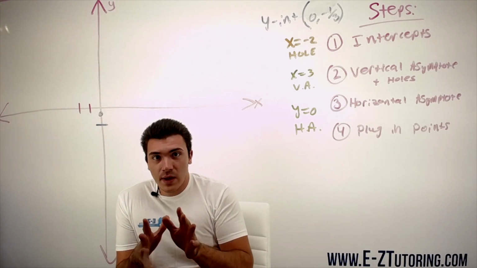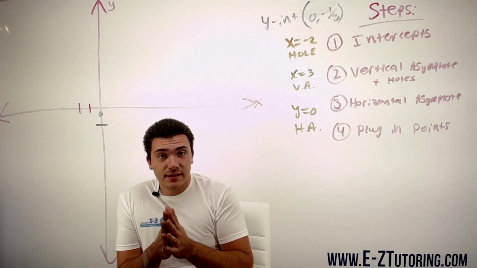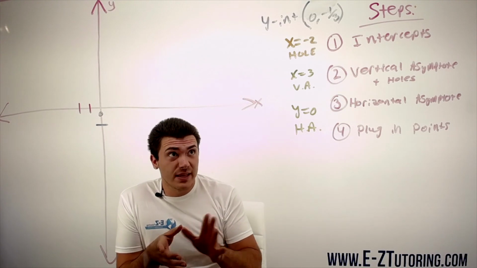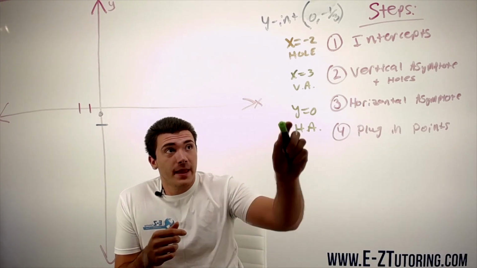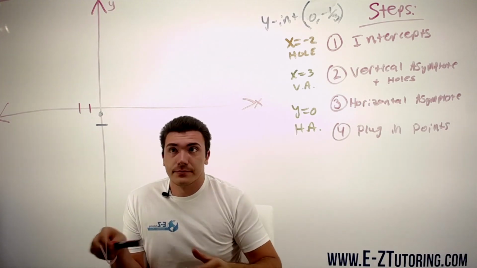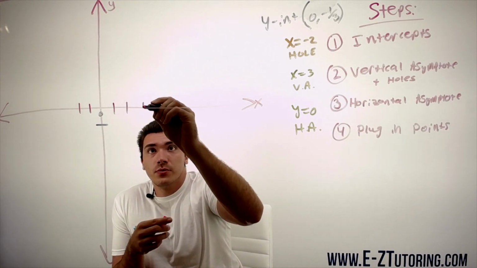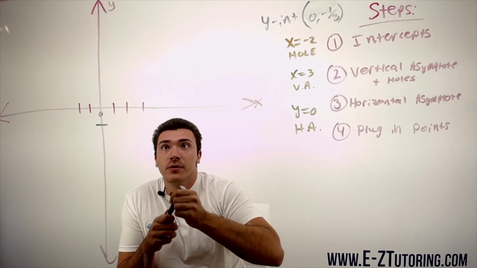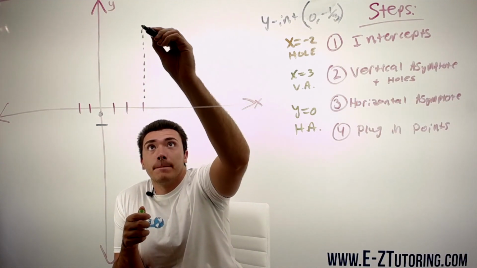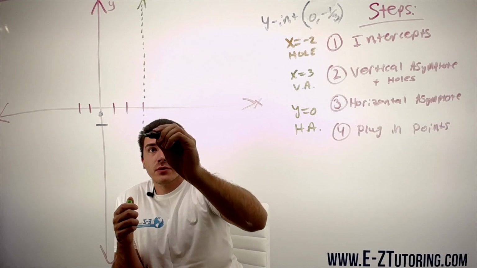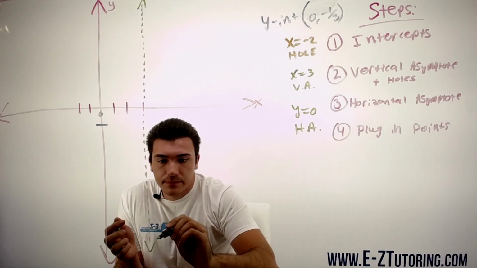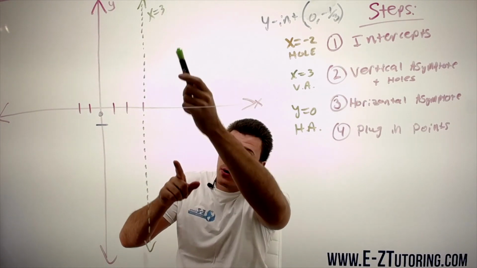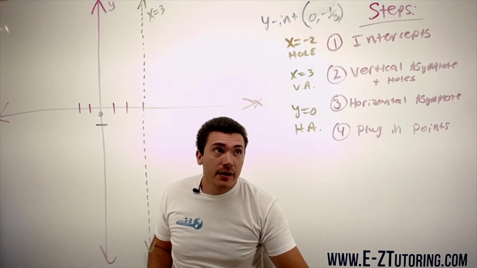So I'm going to wait to plug in the hole. I'll do that last. If you'd like to do it now, you can plug it into the simplified form, but that's extra work. So x equals 3 is your vertical asymptote. So 1, 2, 3, you count on the x-axis since it's your vertical asymptote, and you get a vertical dashed line of x equals 3, which means your graph can never, ever, ever touch this line.